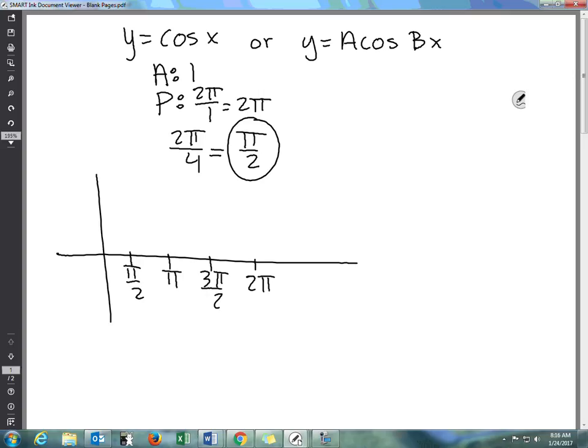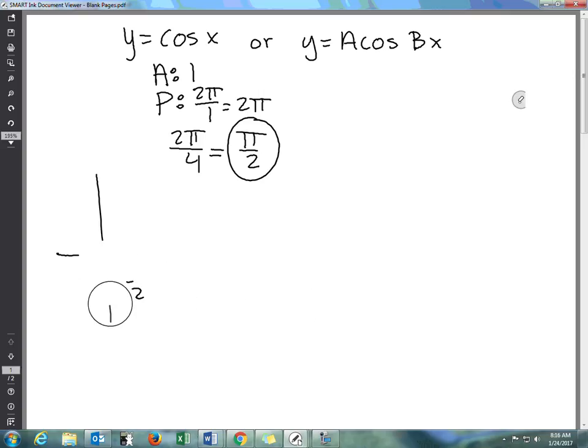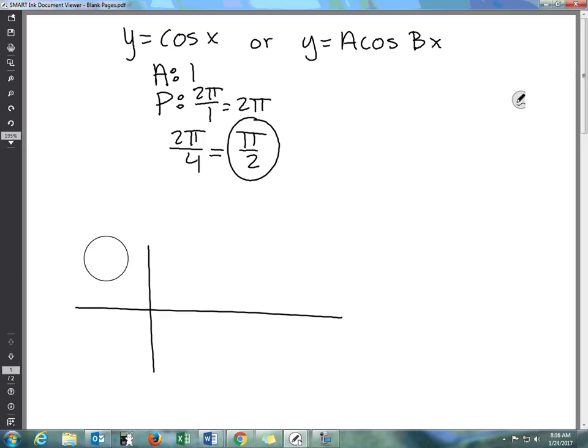Now, I didn't give myself enough room, so hold on. Let me just rewrite that a little down here. All right, so I have pi over 2, pi, 3 pi over 2, and 2 pi.